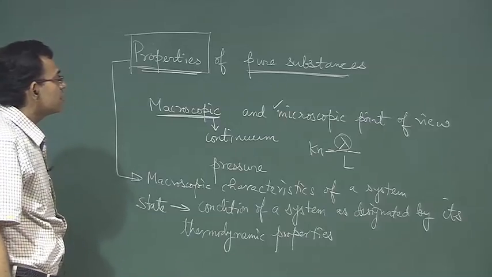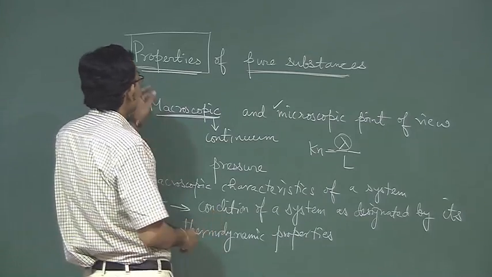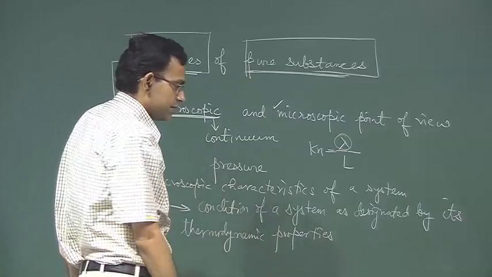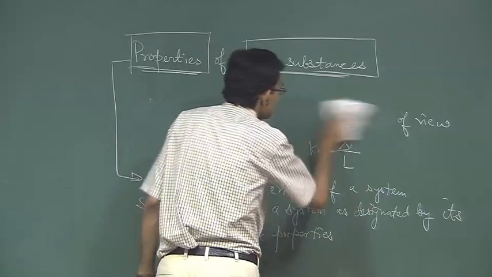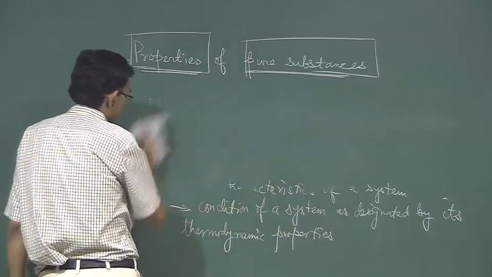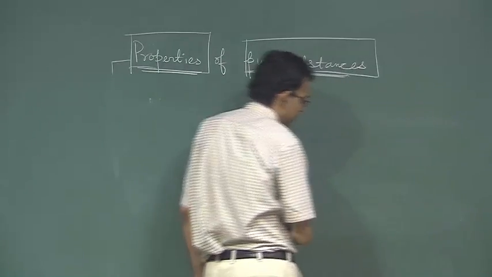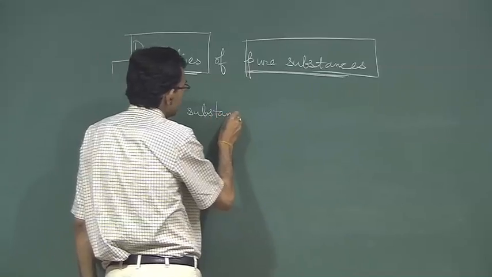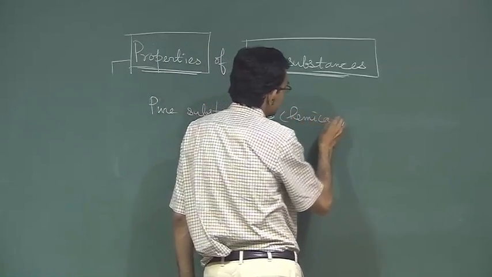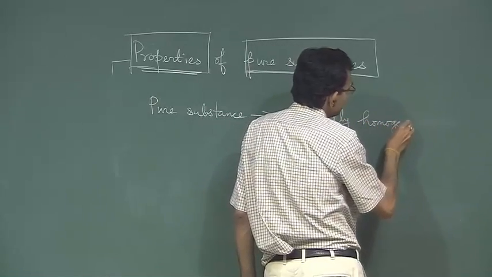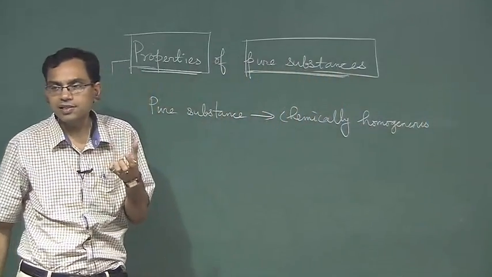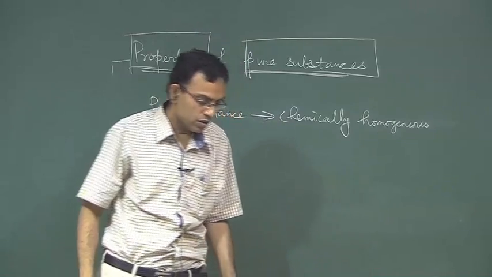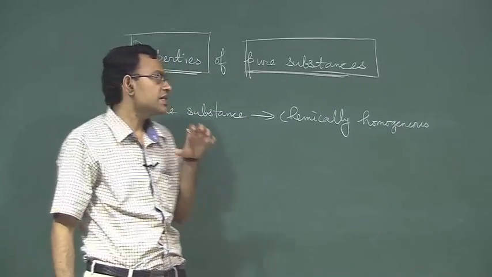Now, the next concept: we have discussed properties, now we will discuss pure substances. So, what is a pure substance? Let us discuss this. A pure substance is something which is chemically homogeneous. That means if you take various samples from the substance, you will find the chemical composition the same everywhere. So, that means it is a pure substance. A pure substance is described by its chemical characteristics.